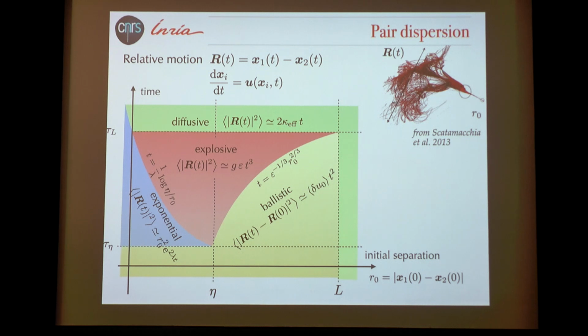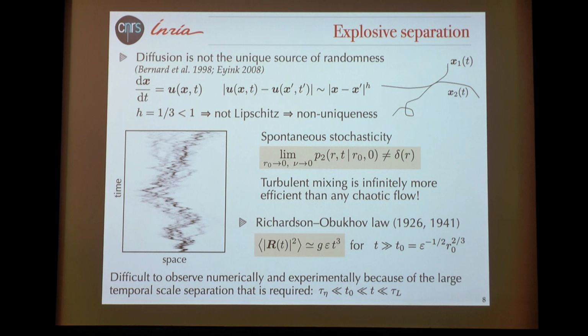Now, of course, the ballistic regime and the exponential regime, they have a dependence on the initial separation. And this so-called explosive regime is independent of this thing. So how to understand this stuff is basically, as I told you, when we look at scales inside the inertial range of turbulence, the velocity field is losing its differentiability. And it's actually only Hölder continuous, with a Hölder exponent which is of the order of 1/3. As you remember, velocity increments in turbulence go like separation to the power 1/3.